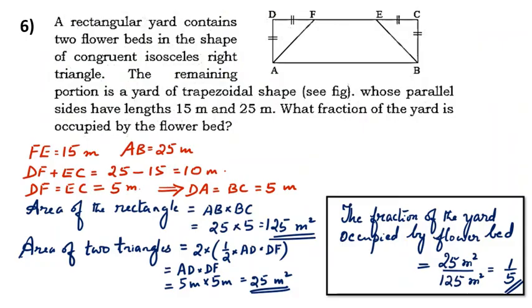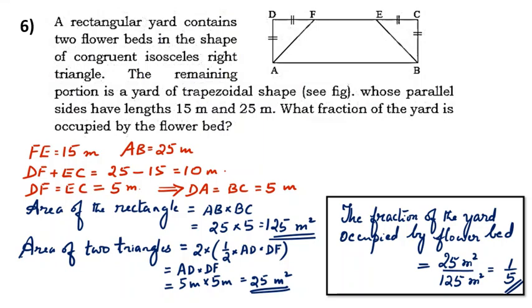Okay. Sixth question. Observe the figure carefully. You have to be very observant, otherwise you will not understand what I am saying. A rectangular yard, what we say in Kannada, yard, contains two flower beds in the shape of isosceles right-angled triangle. That's in the corner, two triangles. The remaining portion is a yard of trapezoidal shape. So you can see one trapezium shaped part remaining.